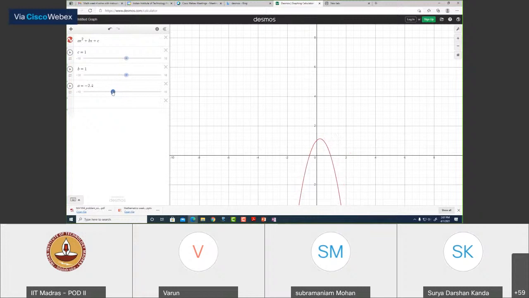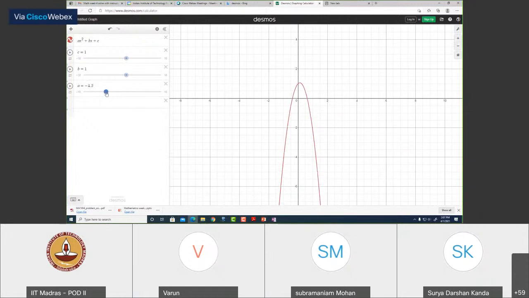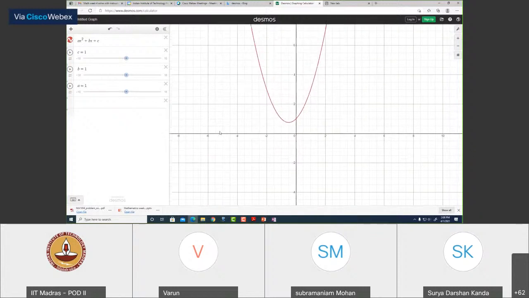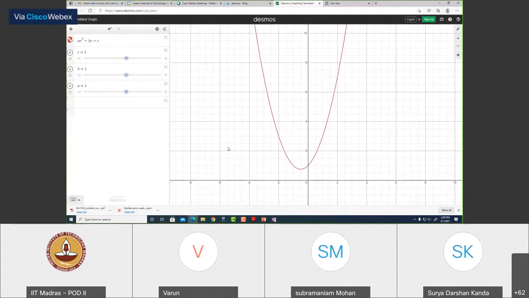So then again, it will become more of a thinner parabola. We will see. That is how, with the coefficient a, the parabola shape actually changes. At a equals 0, it is a straight line, and at a equals 1, it is a standard parabola. Okay, so that is one point. Fine. Then we have two more coefficients.